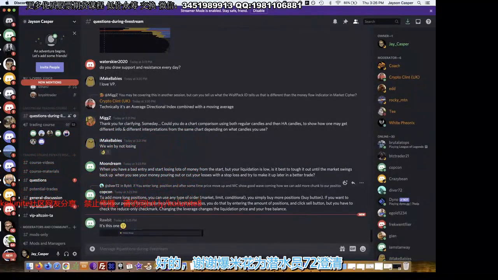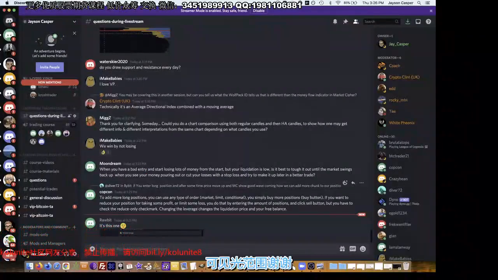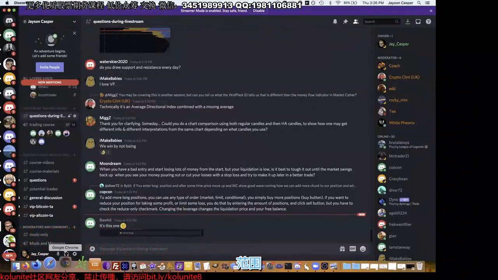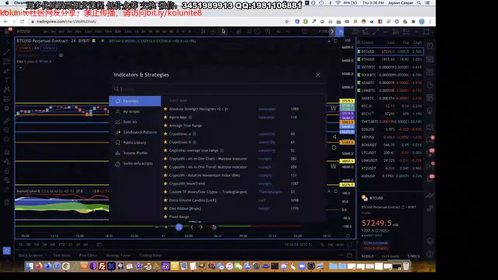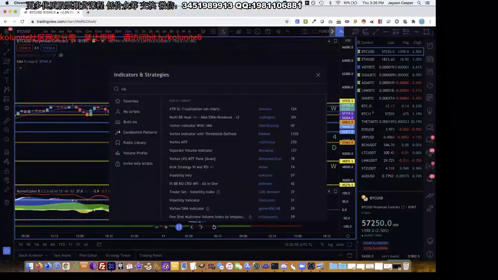Oh, okay, thank you, Copcorn, for clarifying for Diver 72. Visible range, thank you, Robert. Visible range. Let's put that on. Show you what Robert is talking about.